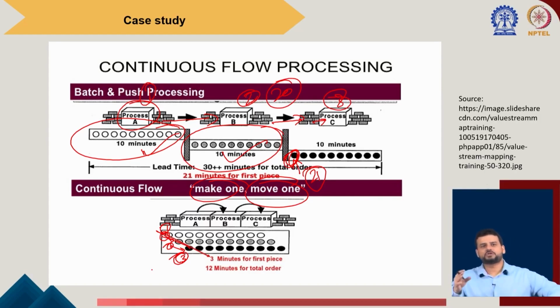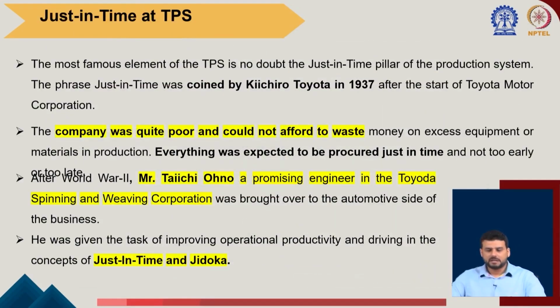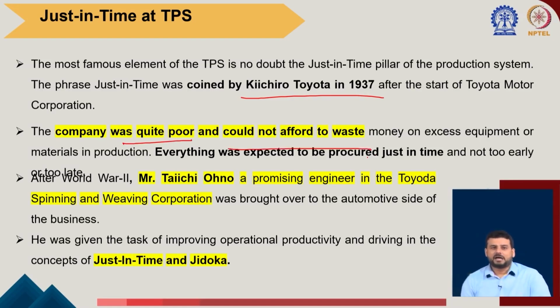So how can we ensure continuous flow processing? They implemented this scenario in their Toyota production system. Just in time, they implemented just in time, and this was done by Kiichiro Toyoda in 1937, and they said that we are a poor company, we cannot afford waste, right? So how can we do that? We need to collaborate with our stakeholders, raw material suppliers, so that whenever it is required, it can be shipped to our production lines.